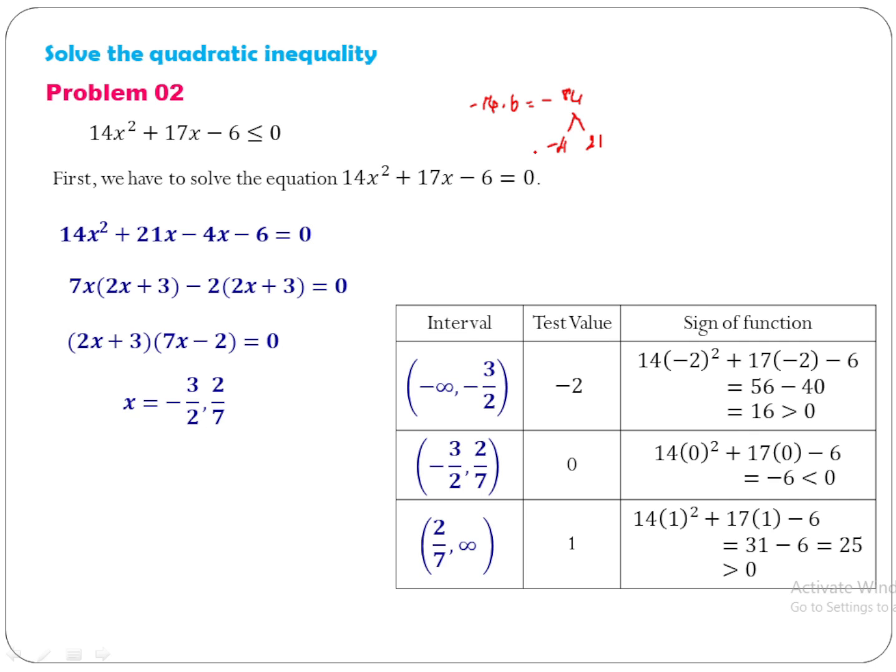Let's take the test value as minus 2, and we get a positive answer. Then with 0, we get a negative answer. Then with test value 1, we get a positive answer. So the required interval is minus 3 by 2 comma 2 by 7, and since the equal symbol is present, the closed interval is required.